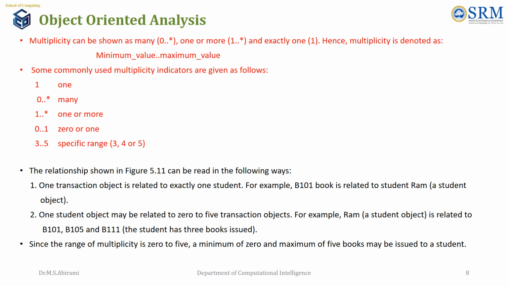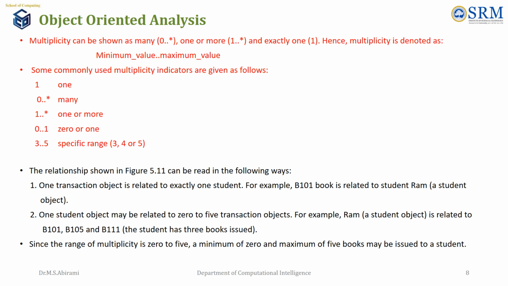So multiplicity can be shown as many, which can be represented as 0..*, and one or more, which can be represented as 1..*, and exactly 1 means it is 1. So the multiplicity can be denoted with a generic relationship as minimum value..maximum value.